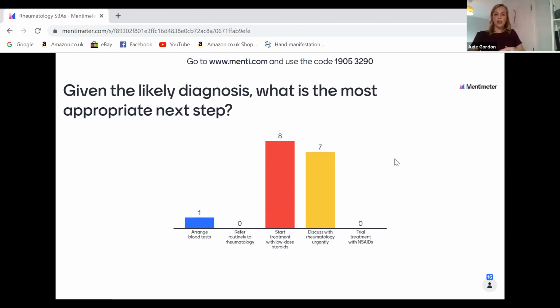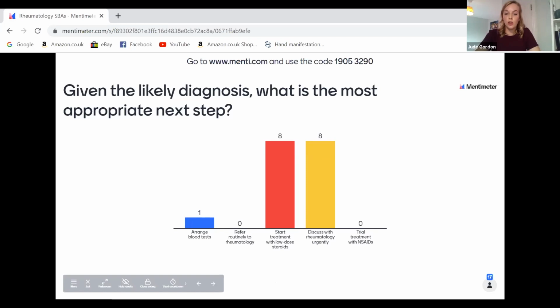Okay, perfect. So we've got a bit of a split here. That's great. About half of you are saying start treatment with low-dose steroids or discuss with rheumatology urgently, and one for arrange the blood test, like the last one. In this case, the correct answer is actually to discuss with rheumatology urgently.